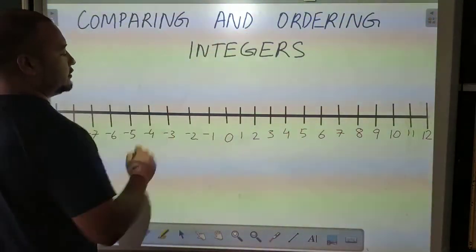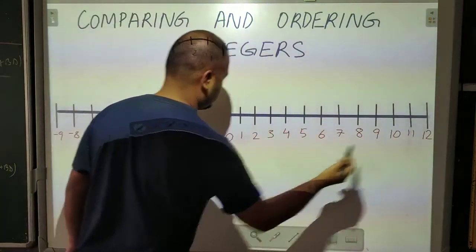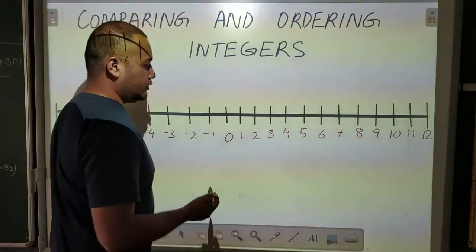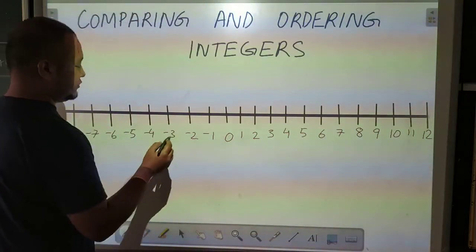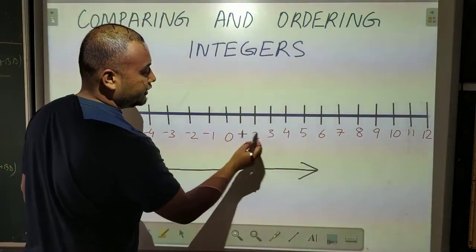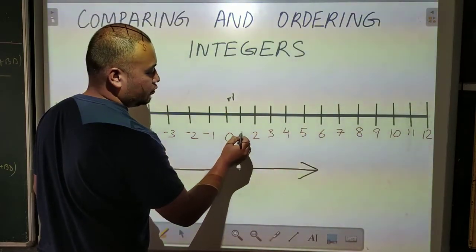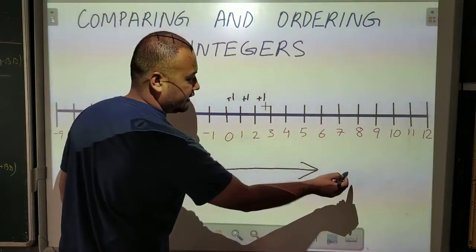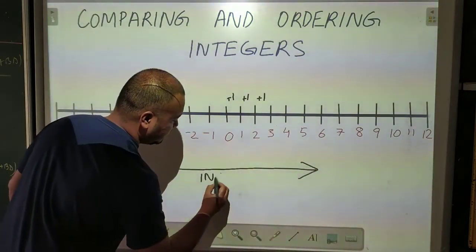Next, comparing and ordering integers. So as you can see, I have a number line here where I have positive numbers on one side, negative numbers on one side, and I have the 0. So you can see that in a normal number line, when you move from left to right, the number increases by 1. So 0 and then plus 1 gives you 1. 1 plus 1 gives you 2. 2 plus 1 gives you 3. So the number increases by 1. So when you move to the right in a number line, the number increases.